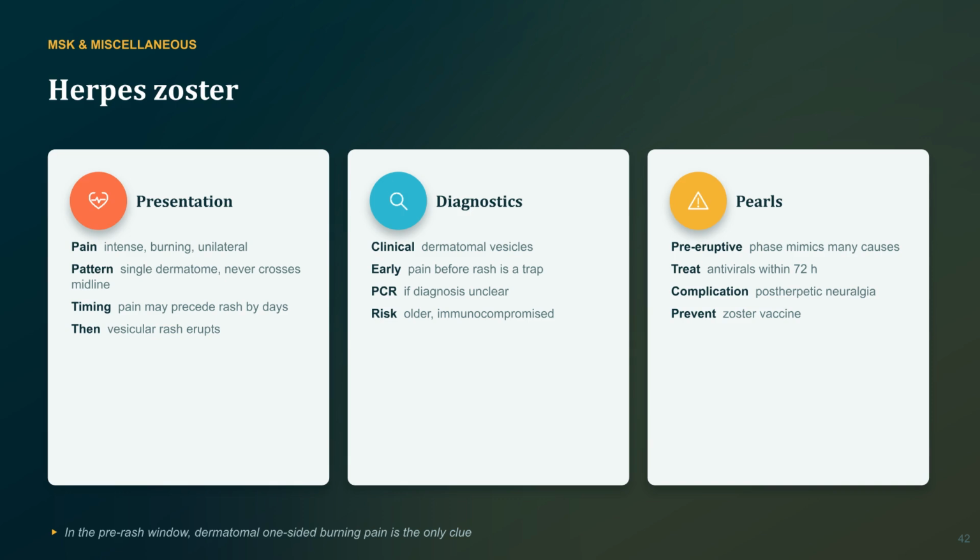In the window before the rash appears, it can be a diagnostic challenge and mimic many other conditions. Once the vesicles emerge, the diagnosis is confirmed.